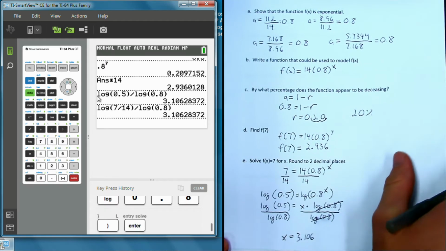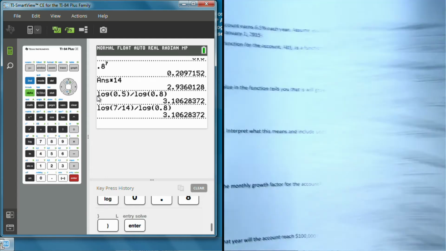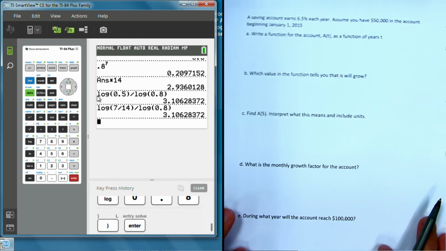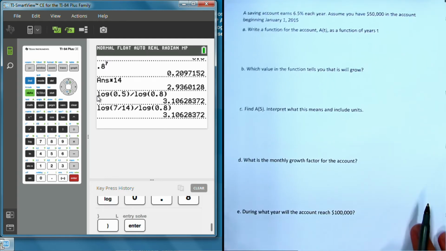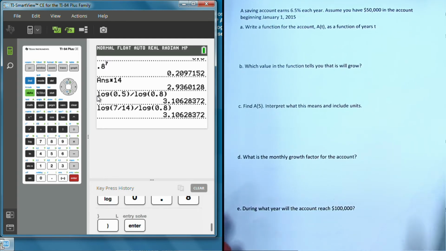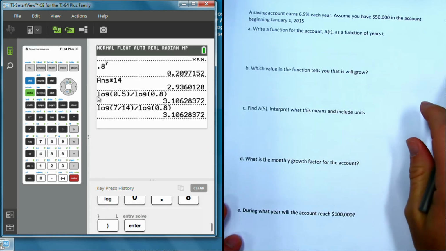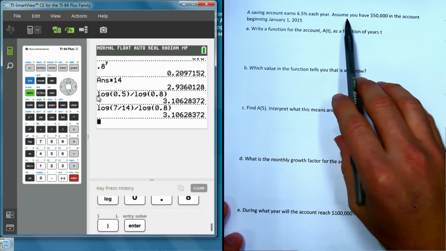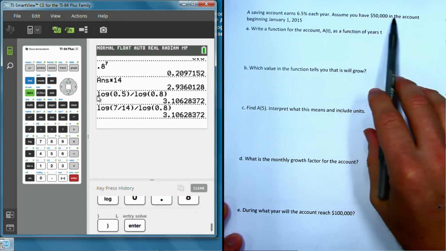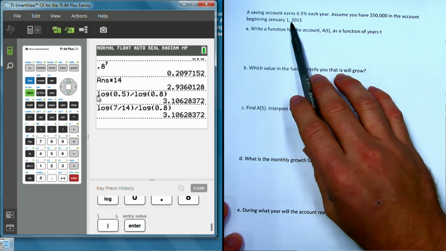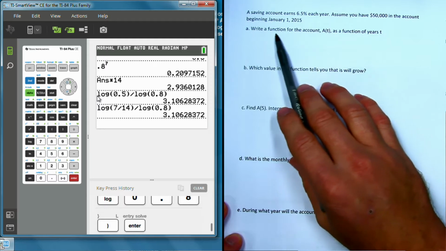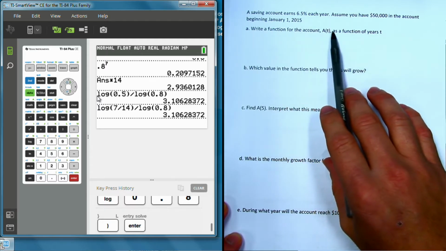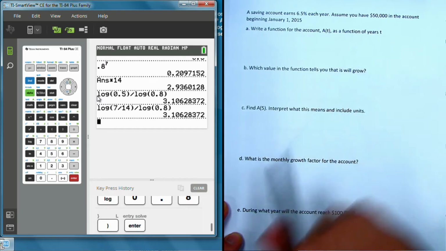All right, so now that we know how to model exponential functions, let's look at using some percentages. This says a savings account earns 6.5% each year. Assume you have $50,000 in the account beginning January 1, 2015. Write a function for the account A of t as a function of years t.